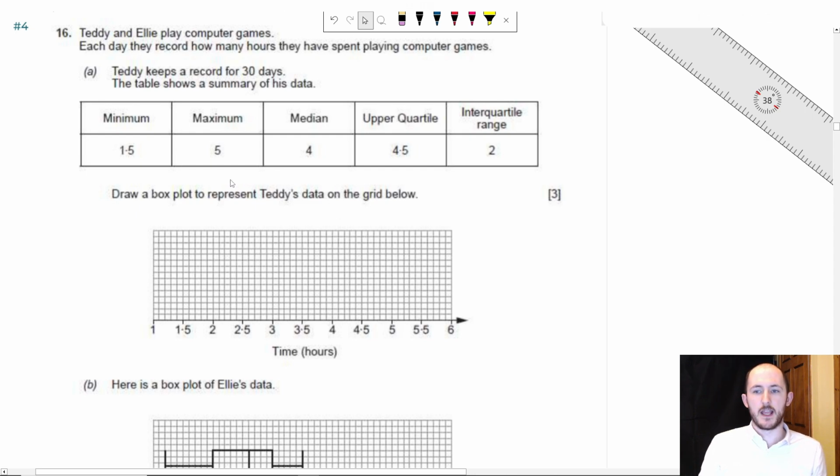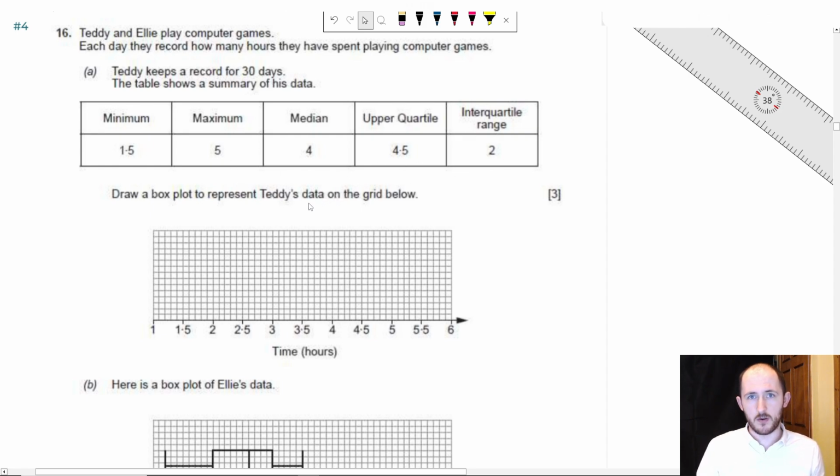Perfect. Okay. Now we get onto box plots. Box plots really aren't too bad, but the thing is, again, your school may have only breezed over them, or they may not have done them at all. So it's completely understandable that you might not know how to do it. They actually give us a lot of the information here, so we're quite lucky.